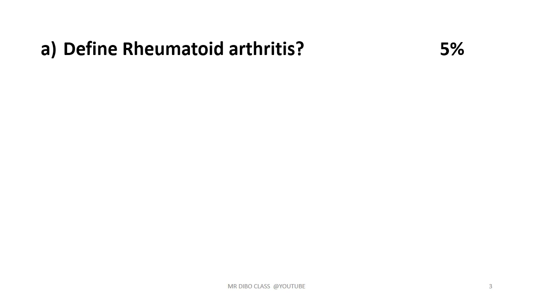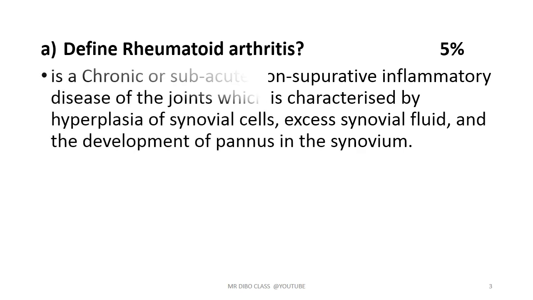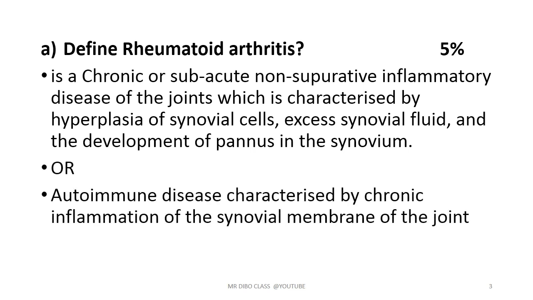Part A, they are telling us to define rheumatoid arthritis, 5%. So what is rheumatoid arthritis? Rheumatoid arthritis is a chronic or subacute non-suppurative inflammatory disease of the joint, which is characterized by hyperplasia of synovial cells, excess fluid, and development of pannus of the synovium. Or if this definition is so complicated, you can simply say rheumatoid arthritis is an autoimmune disease characterized by chronic inflammation of synovial membrane of the joint.